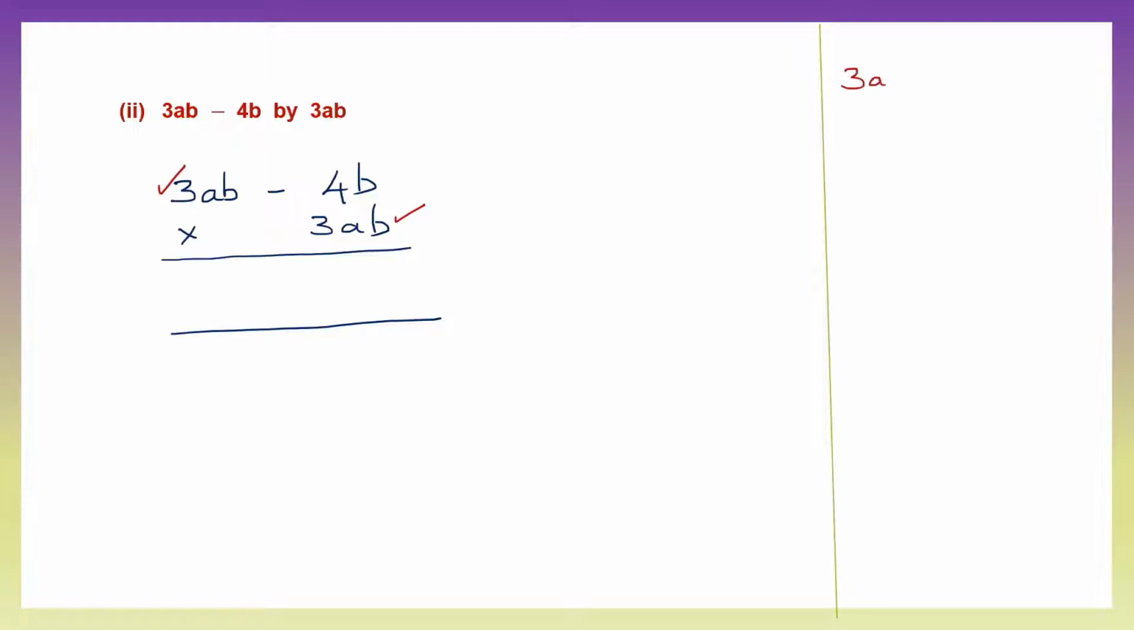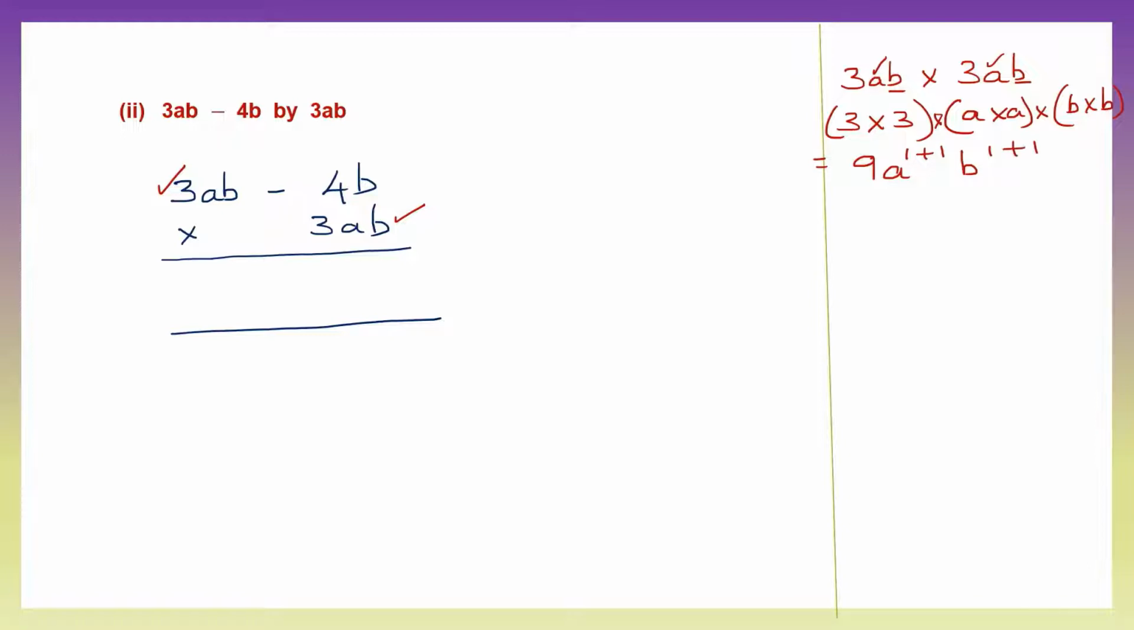Question 2. We have 3AB minus 4B. Multiply this by 3AB. Okay, so we'll do it like we did earlier. We're going to take 3AB and multiply it with this number 3AB. So 3AB into 3AB. First step, take the numbers 3 into 3. Then let's take A. So we have 1A here and 1A here. So A into A, and then the B's, 1 here and 1 here. In between we have the multiplication sign, B into B. Okay, now this becomes 3 3s are 9, A to the power of 1 plus 1, B to the power of 1 plus 1. So that becomes 9A square B square.